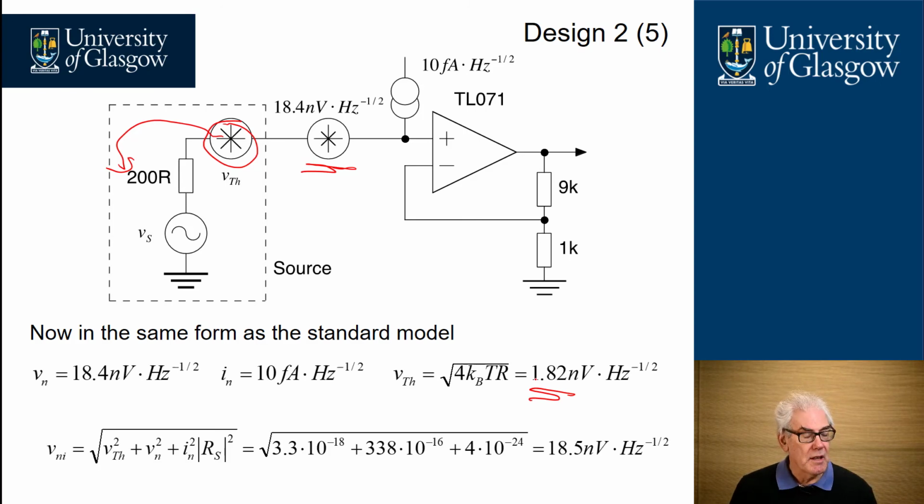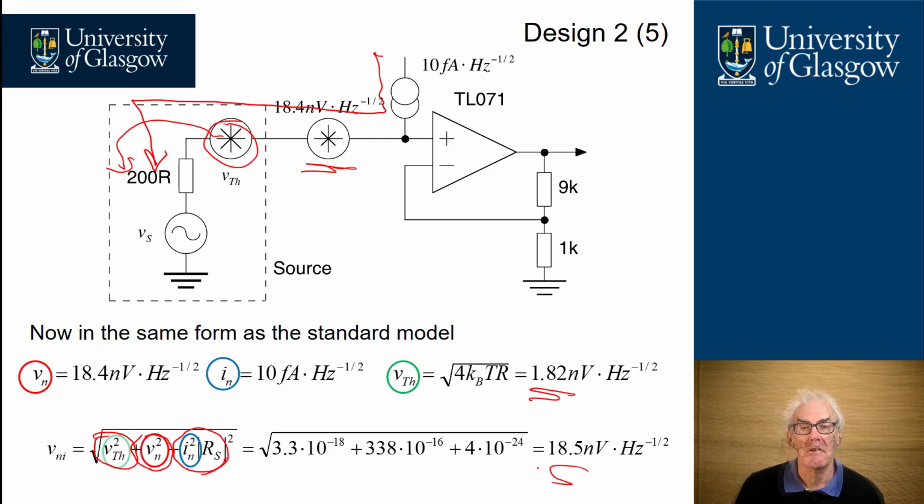So now we can work out the total input noise due to all the various noise sources. We have the Thevenin noise, we have Vn from the amplifier, and we also have the In times the Rs, which is the noise current flowing into the 200 ohm source resistance here. And that gives us a total figure of 18.5 nanovolts per root hertz. I've highlighted on the equation where the different contributions come in and how they add together to give us a total value of 18.5 nanovolts per root hertz.